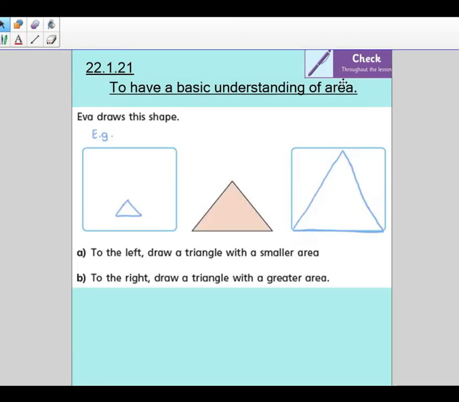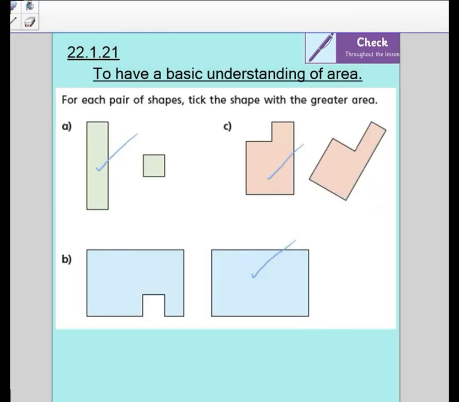How did you get on with this question? You needed to draw a smaller triangle in this box here and a larger triangle in this box here. Well done. Here's the answer to the next question. This one has the greater area, this one has the greater area, and this one has the greater area. Well done.